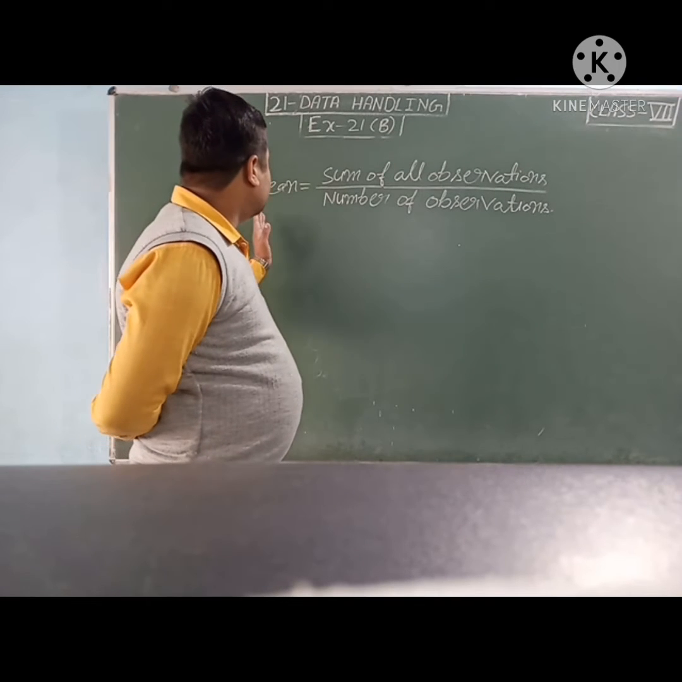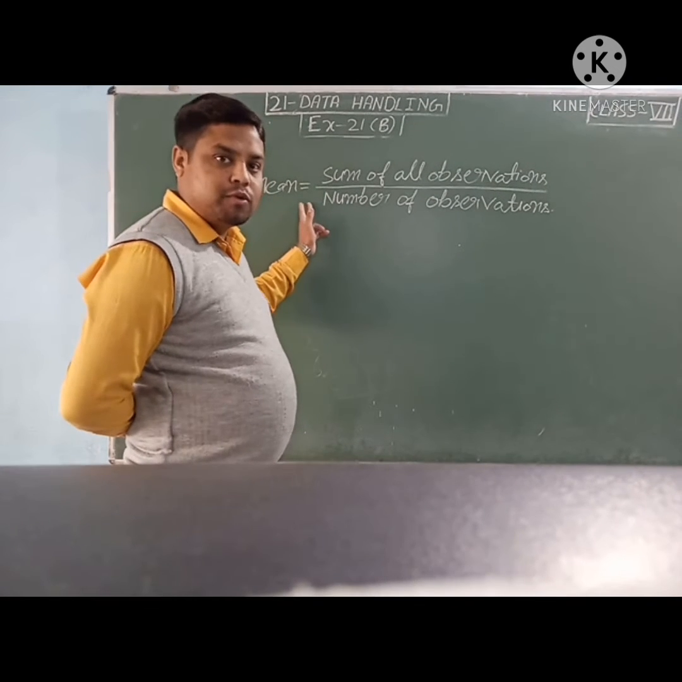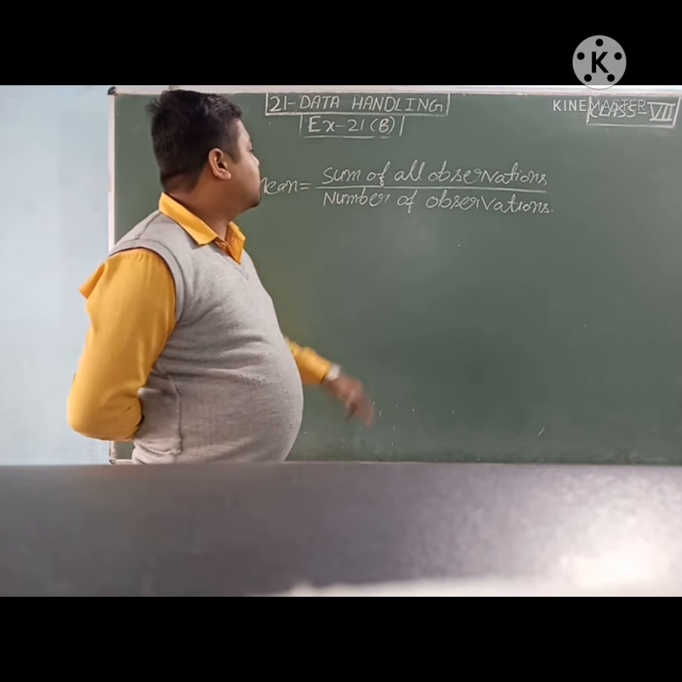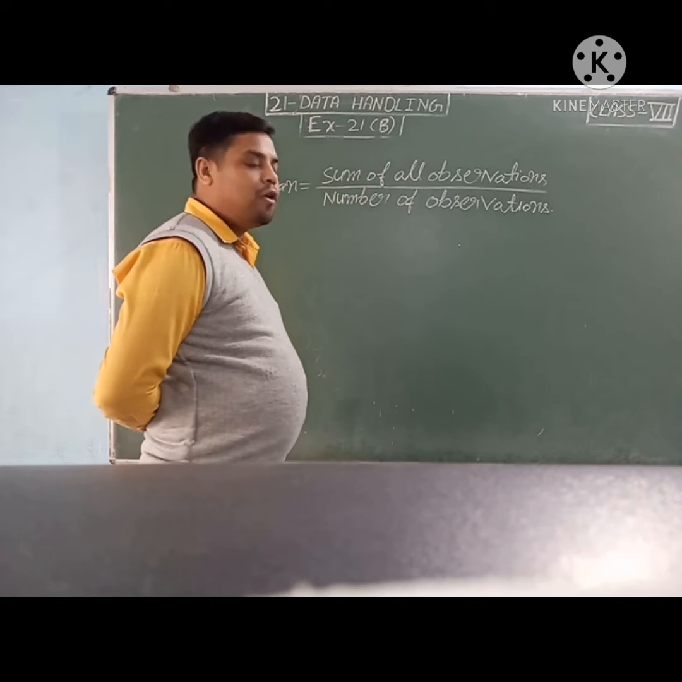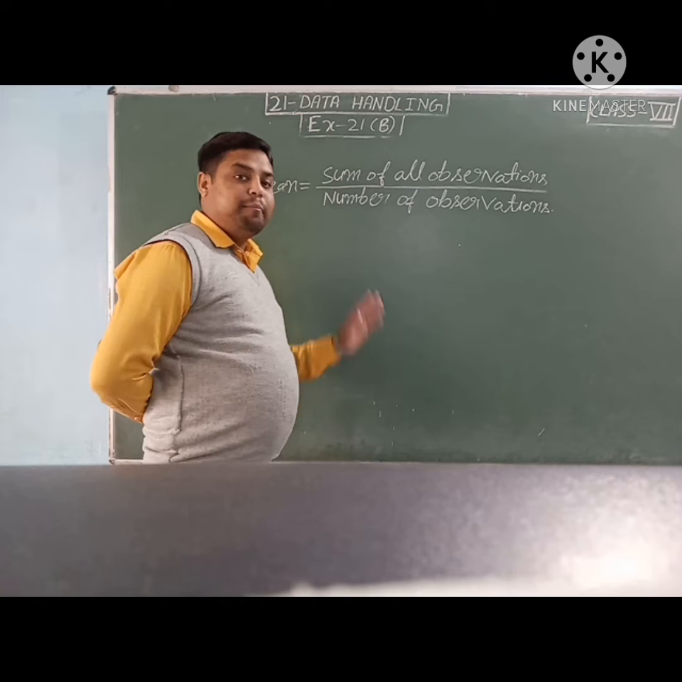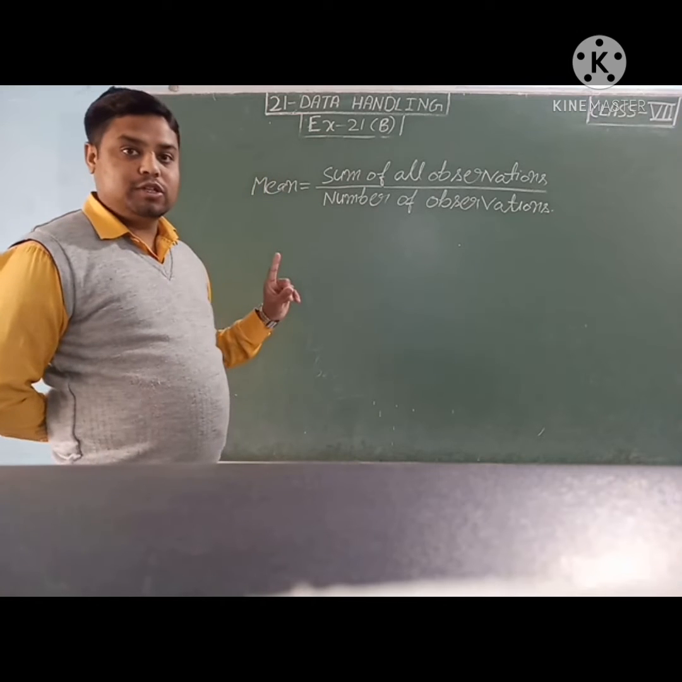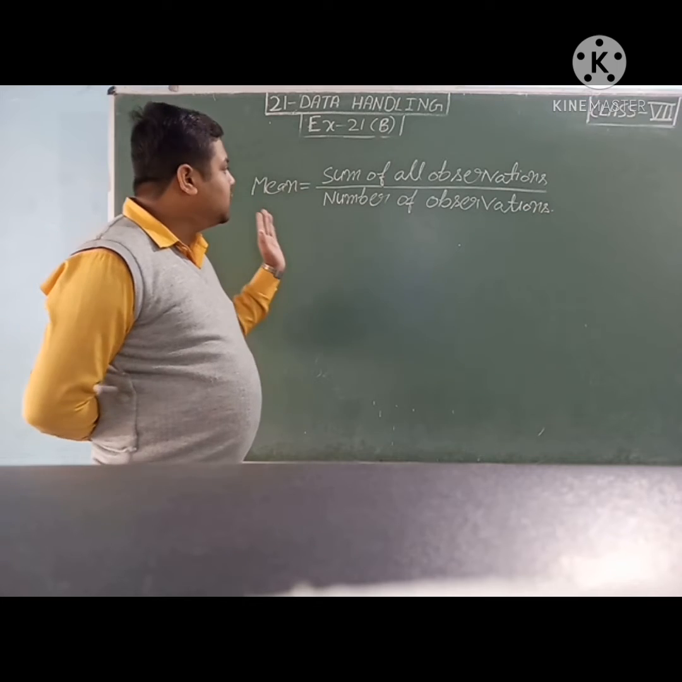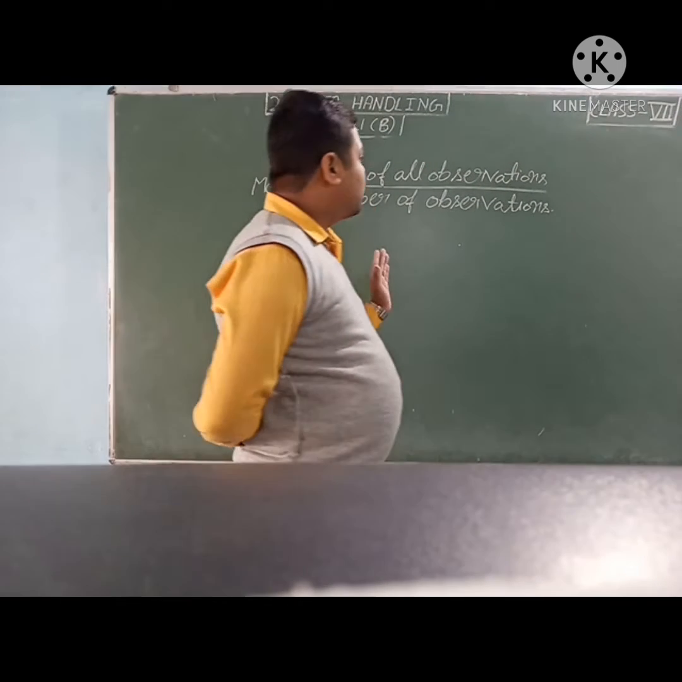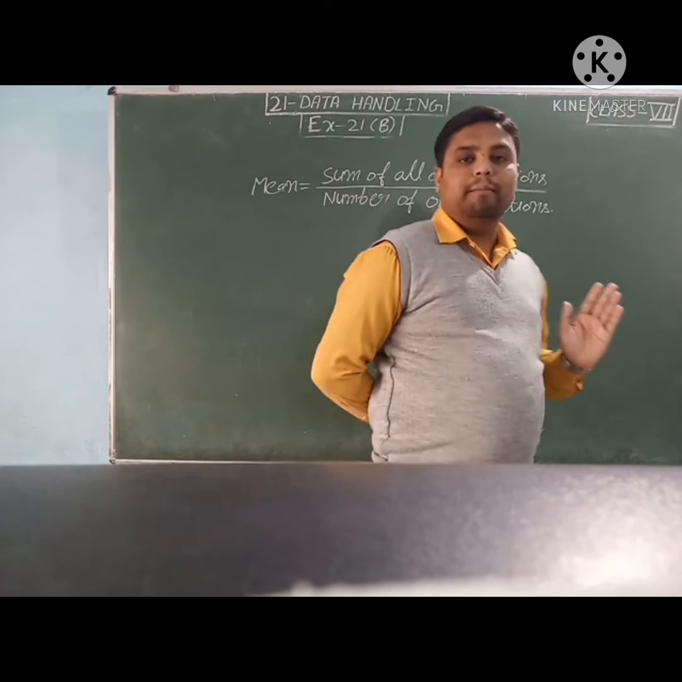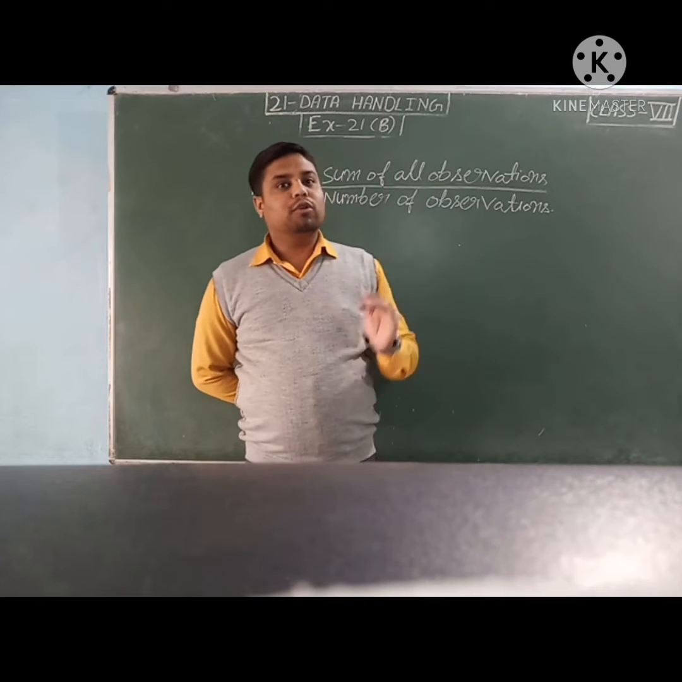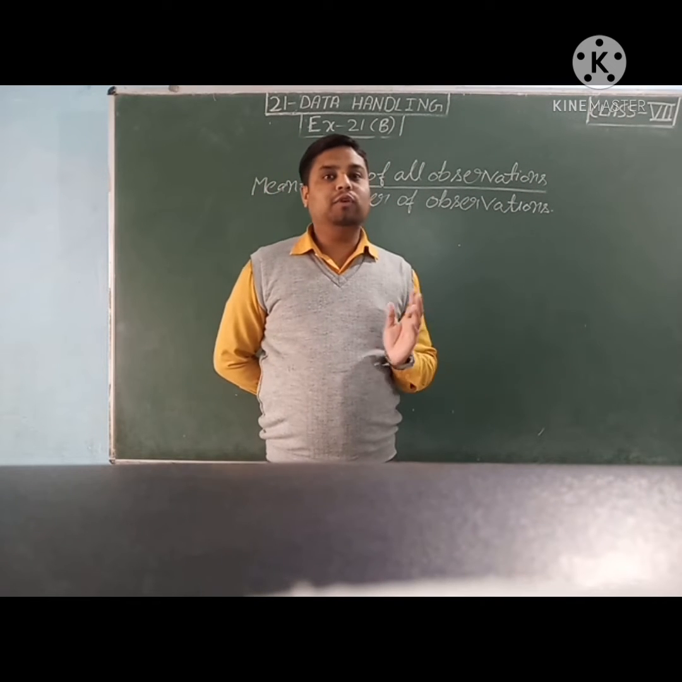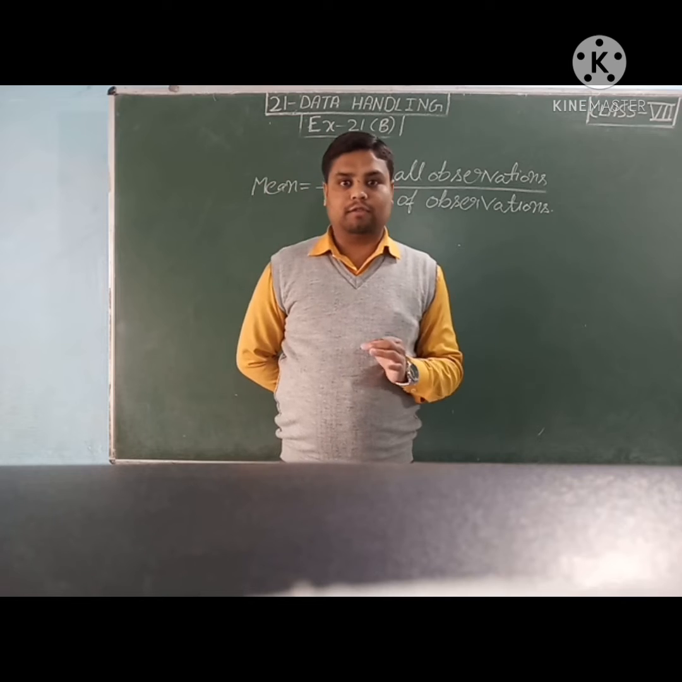So the formula is: mean is equal to the sum of all observations upon the number of observations, and mean is also called average. So mean is equal to the sum of observations upon the number of observations. Related to this formula, we will do some questions in this exercise.